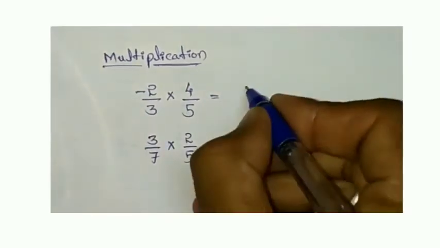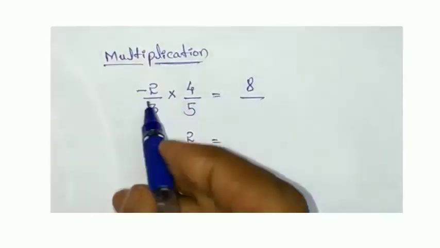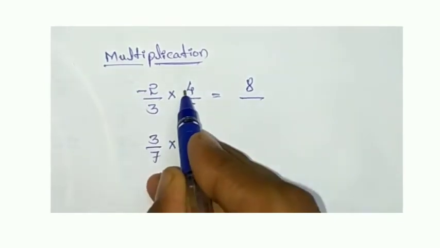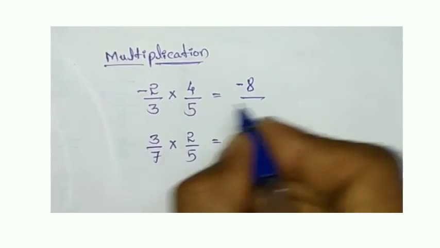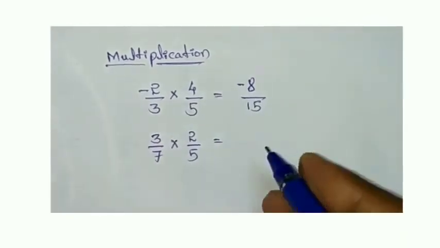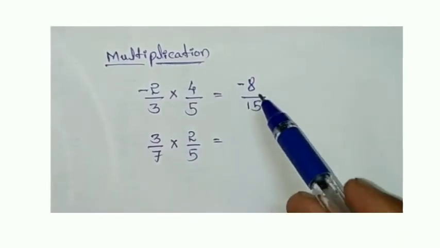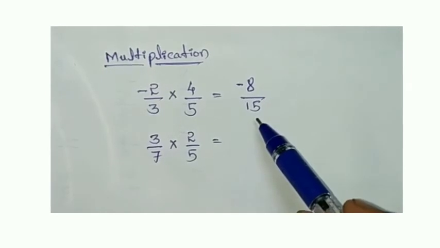2 4s are 8. So here minus is there. Here if there is no sign, it means plus. Minus into plus is minus. 3 5s are 15. So here we got minus 8 by 15, which is a rational number.